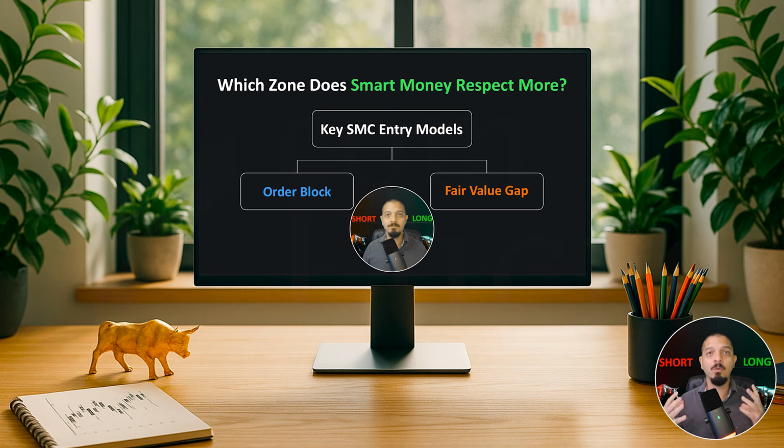But identifying where price could react is only part of the process. The real challenge is understanding which fair value gap carries higher probability and why price reacts to one zone while completely bypassing another. To make this clearer, I'm going to show a short clip that illustrates how price interacts with fair value gaps across multiple time frames, and how market structure and liquidity guide better entry selection.